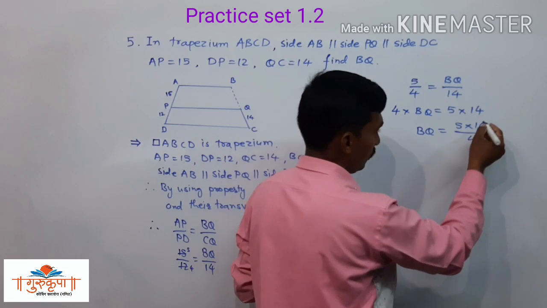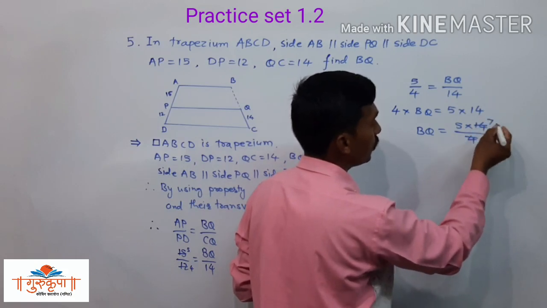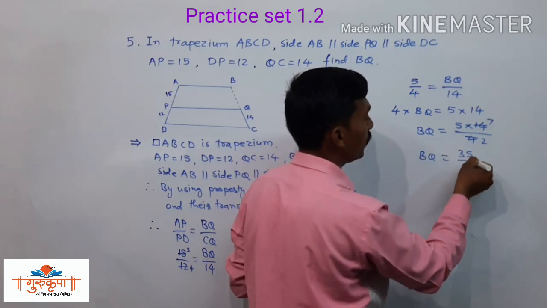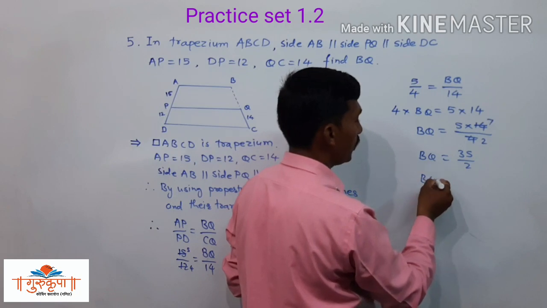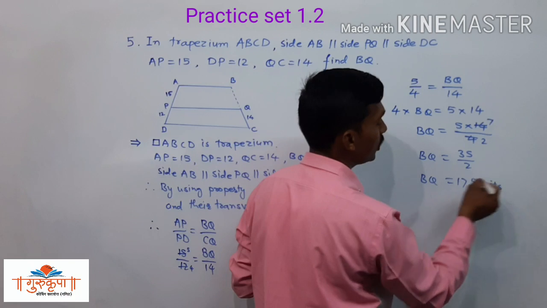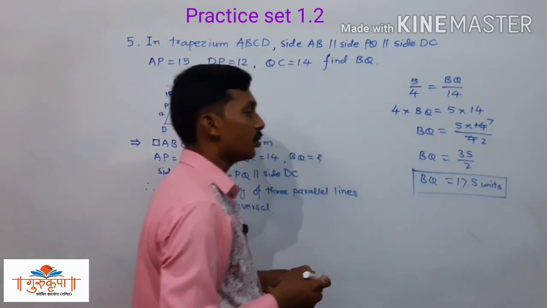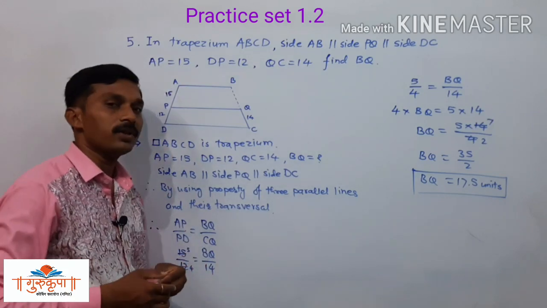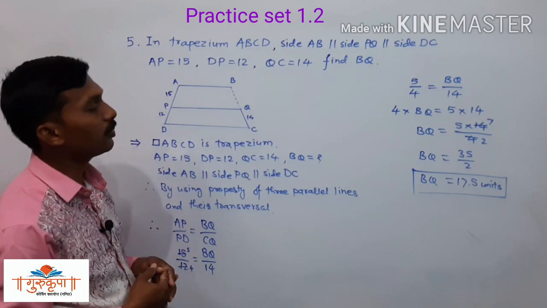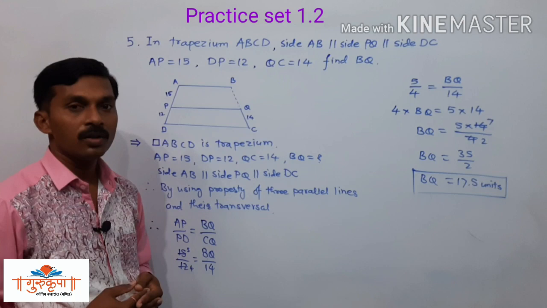Now here we can divide both 14 and 4 by 2. This is 2 7s are 14, 2 2s are 4. Now we have BQ is equal to 35 upon 2, which is equals to 17.5 units. Since the unit is not given there, the sides are not in centimeter, not in meter, so the unit is not given there, so we have to write the word units there. BQ is equal to 17.5 units.